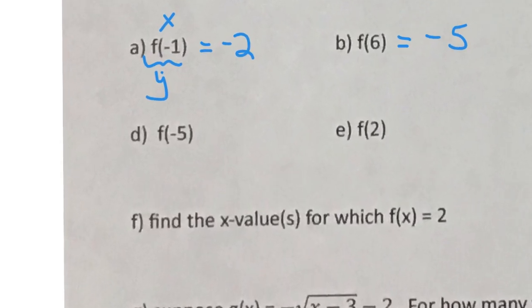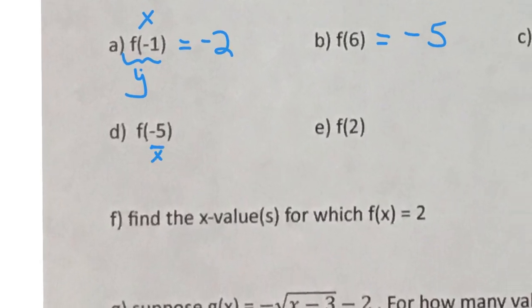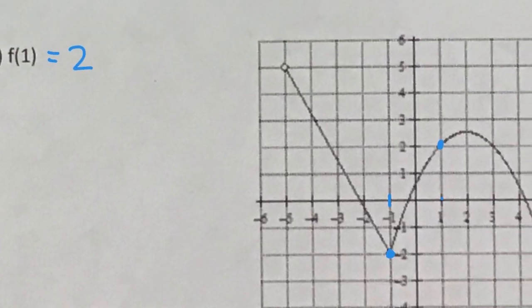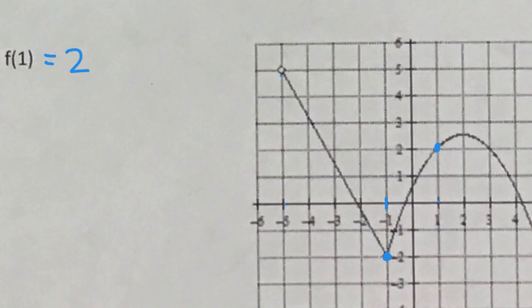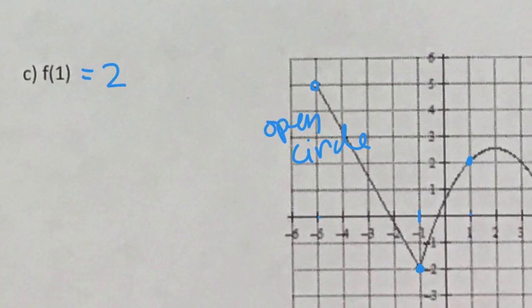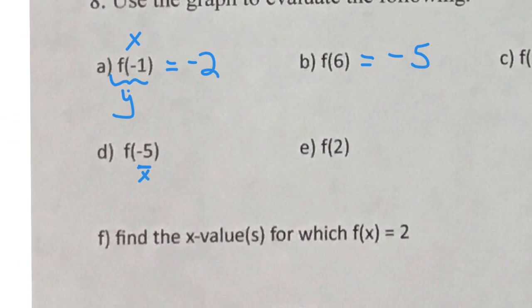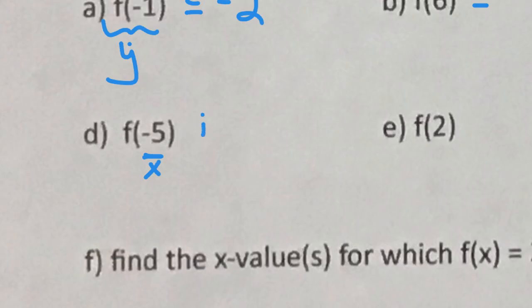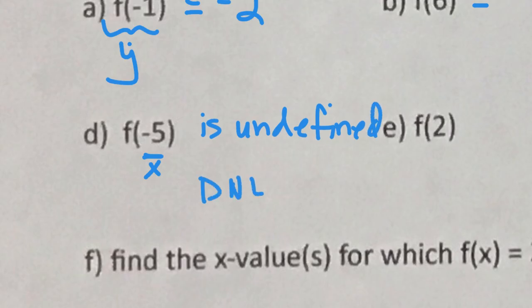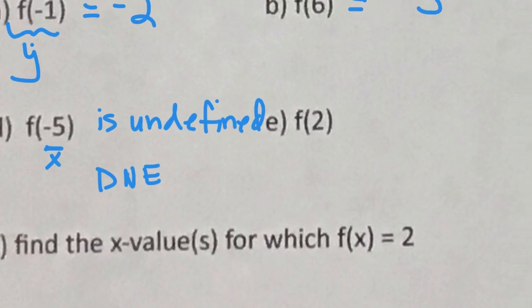So f of -5. So when x is -5, we're up here and we notice there's an open circle. So that means that there's no y value, no specific assigned y value for that particular x value. So we say is undefined. Okay, not equals undefined, but is undefined. Or you could say does not exist, DNE. The y value when x is -5 does not exist.